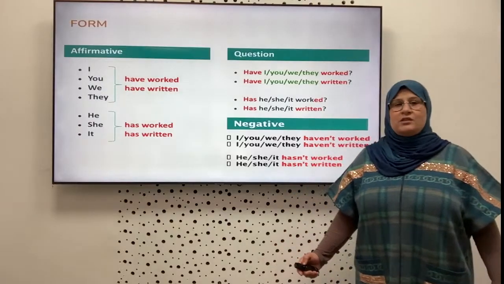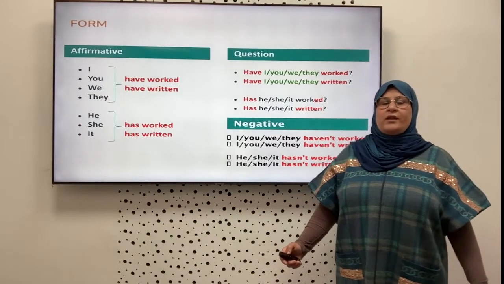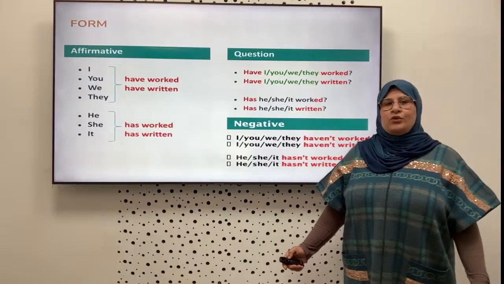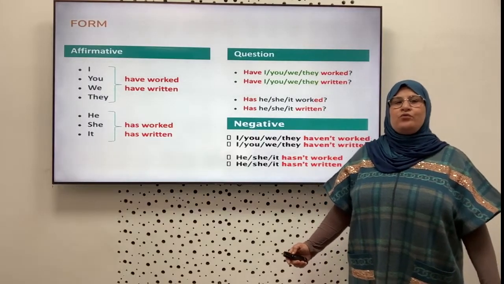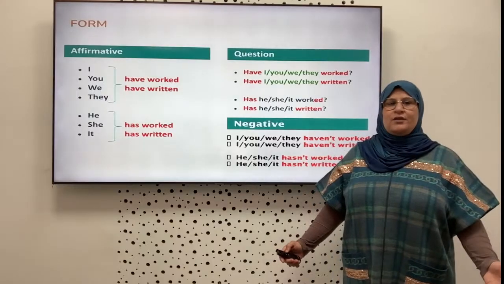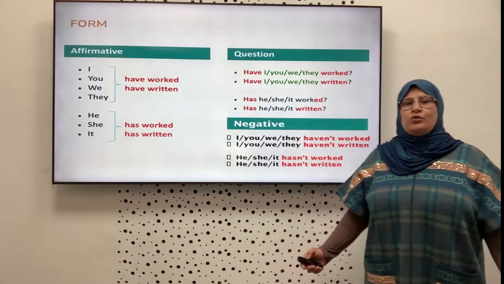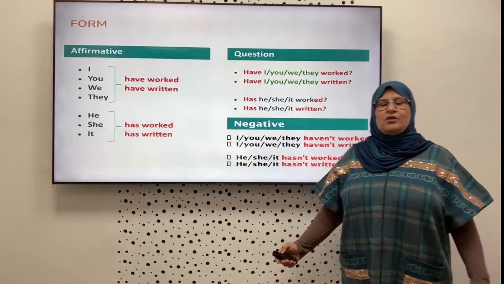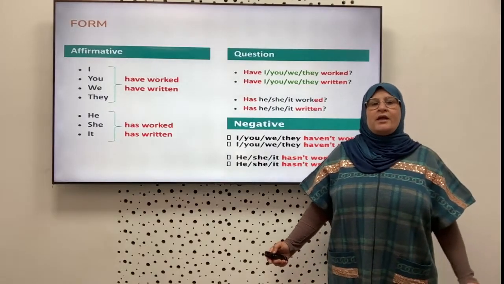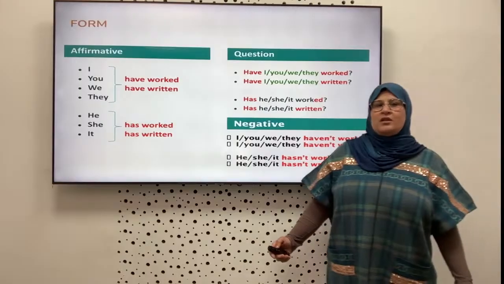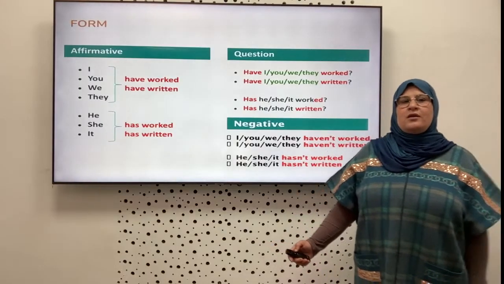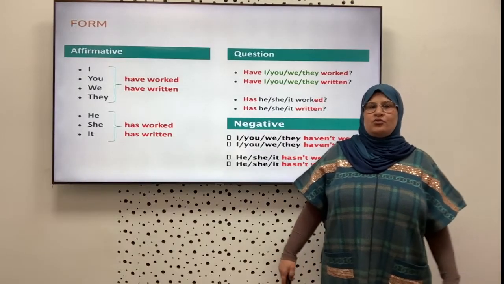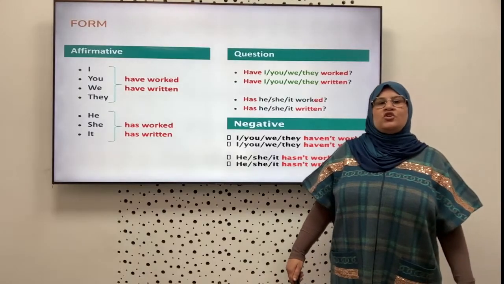So the affirmative form of the present perfect simple is the subject plus have or has plus verb in the past participle. Look at the example. I have worked. You have worked, we have worked, they have worked. So with I, you, we and they, we keep the auxiliary have plus verb in the past participle. Also with irregular verbs, I have written, you have written, we have written, they have written. With subject pronouns he, she and it, the auxiliary have becomes has. So we say he has worked, she has worked, it has worked, or he has written, she has written, or it has written.